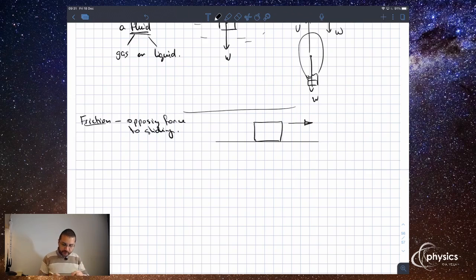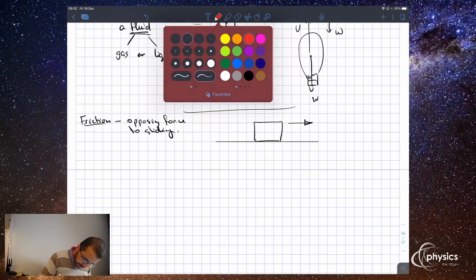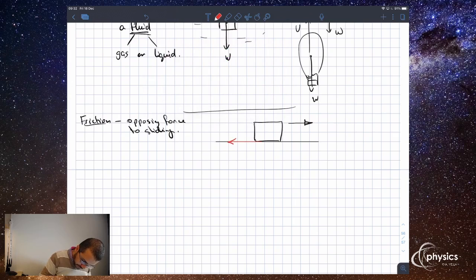Therefore, if you have two objects which are sliding, the frictional force is always drawn in the opposite direction to the direction of motion and parallel to the surfaces. So not perpendicular like the reaction, but parallel. If the object is moving in that direction, the friction should be pointing in the opposite direction. That is the friction.